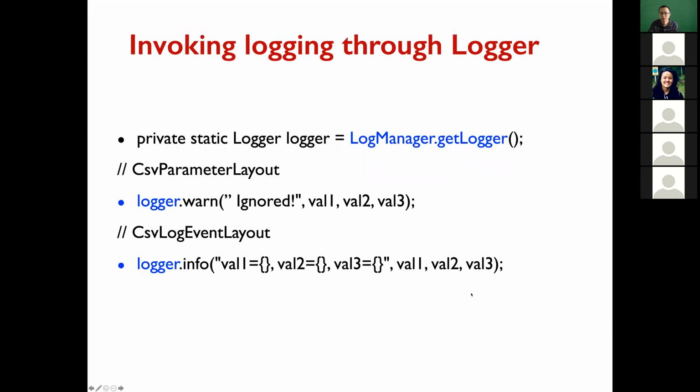This is how we do the coding, using a logger to write logging statements. So for CSV we have two ways, right? CSV parameter layout: in this layout, the message in the code will be ignored. It will just print the variables. CSV log event layout will print everything, it will print value 1 equals a value, value 2 equals a value, value 3 equals a value. This is the CSV log event layout. They're different.